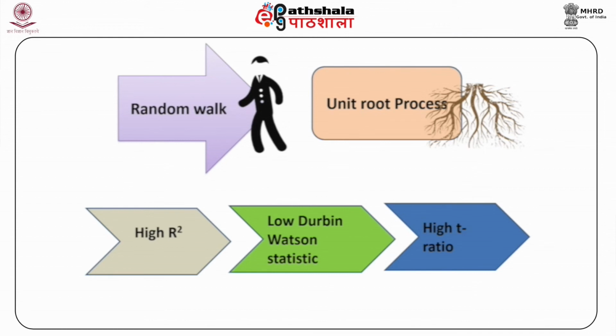If two time series follow an independent random walk process, then the relationship between the two does not lead us to any economic meaning. If the regression analysis is still done, then we can expect high R square, low Durbin-Watson statistics, and high t ratio for the slope coefficient.